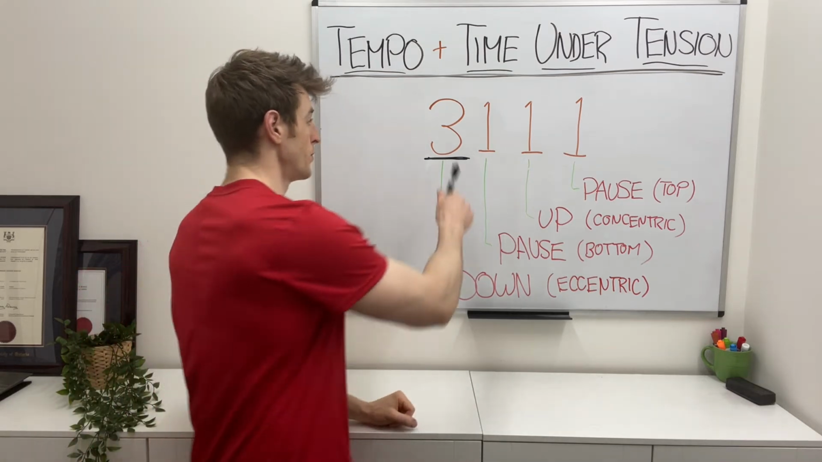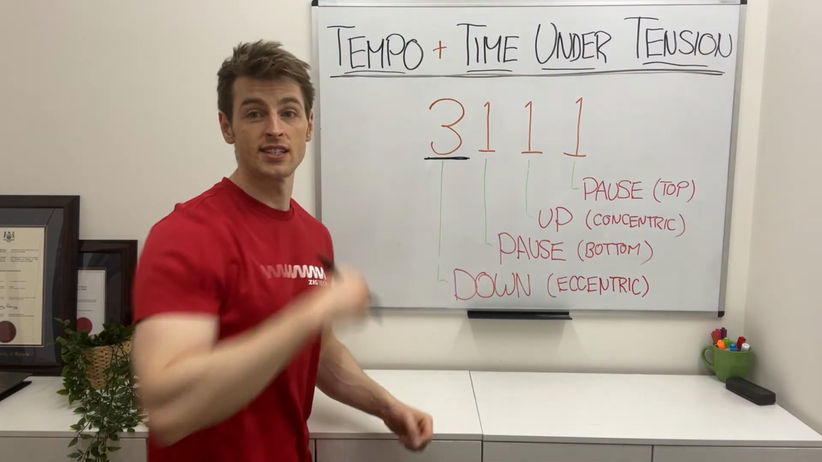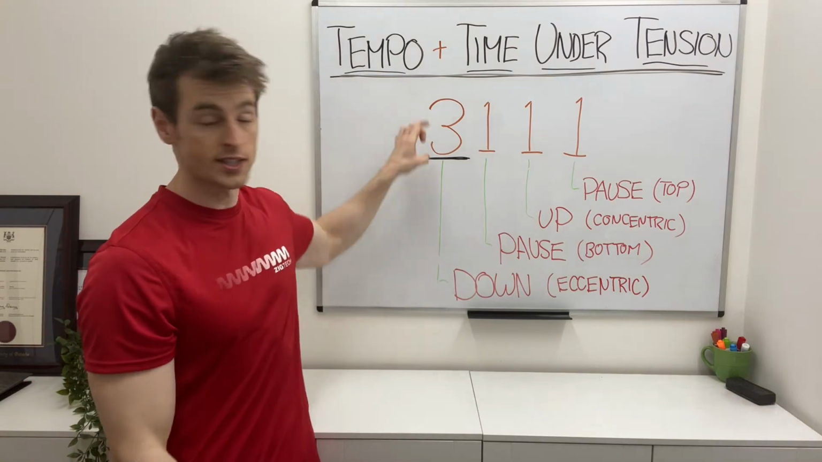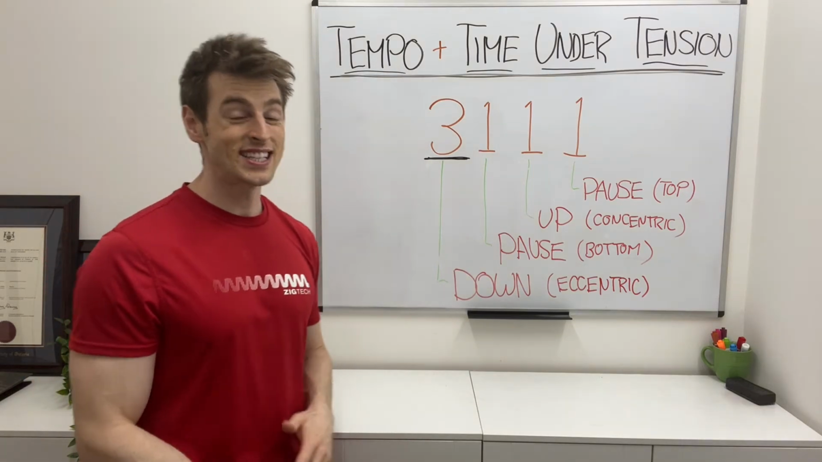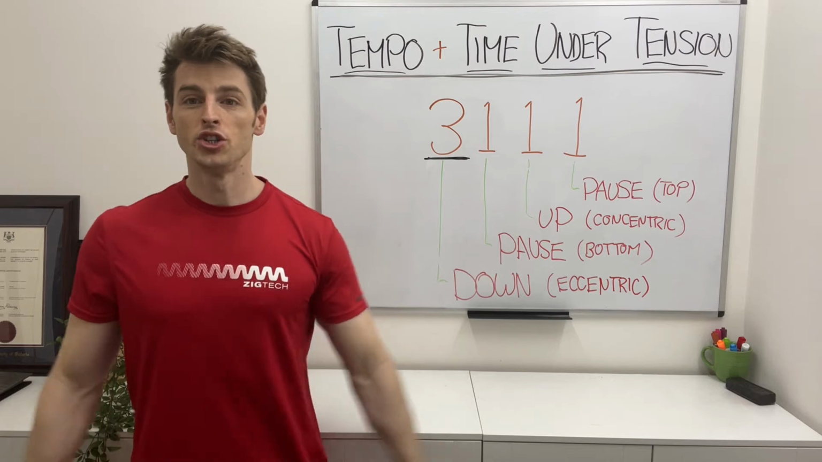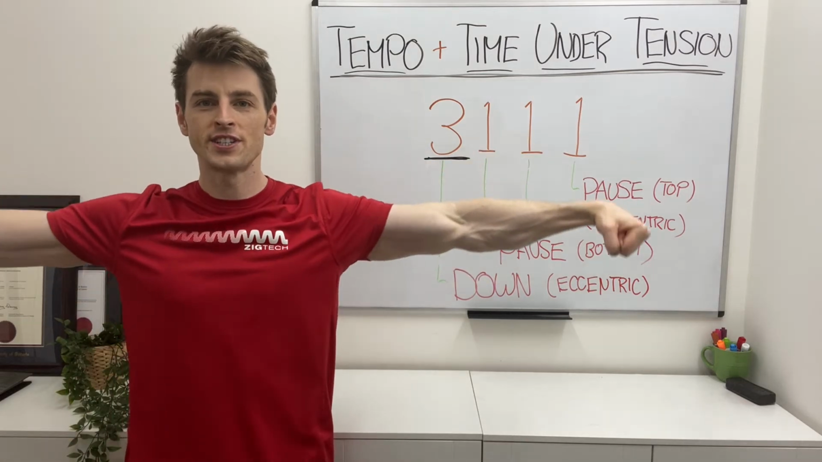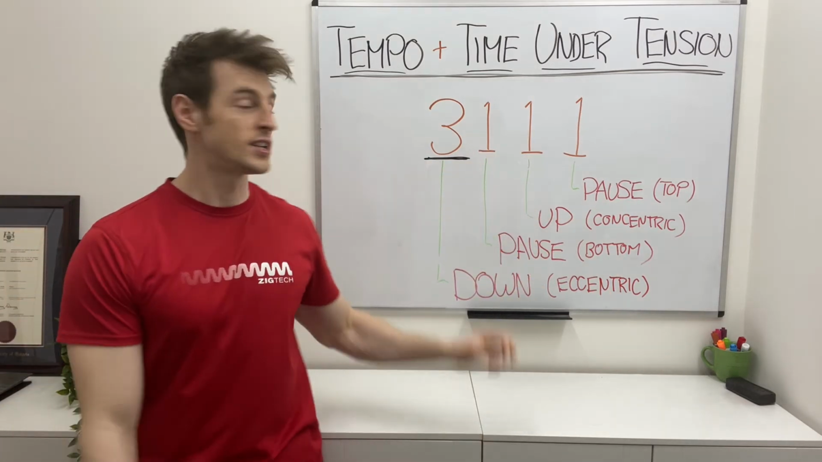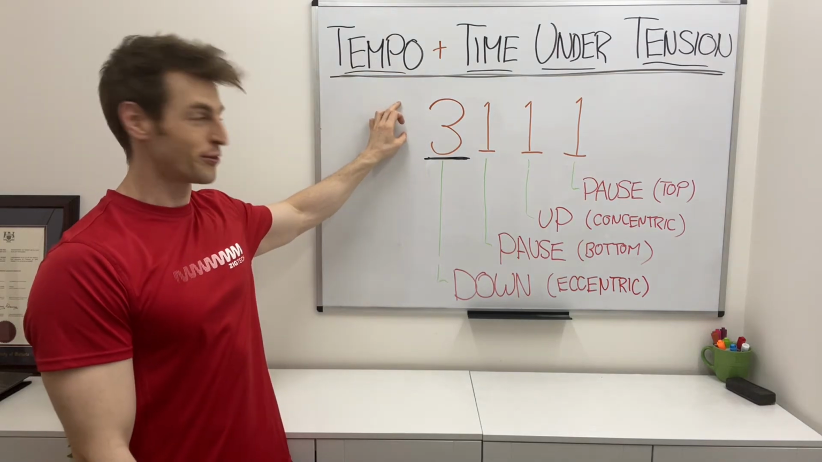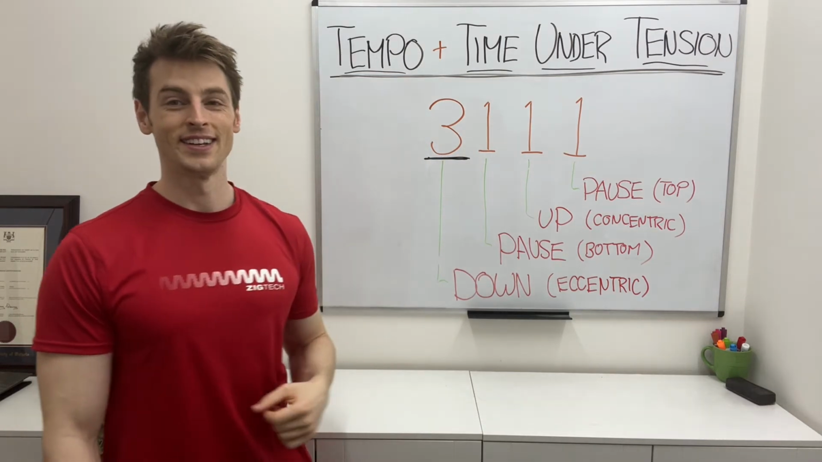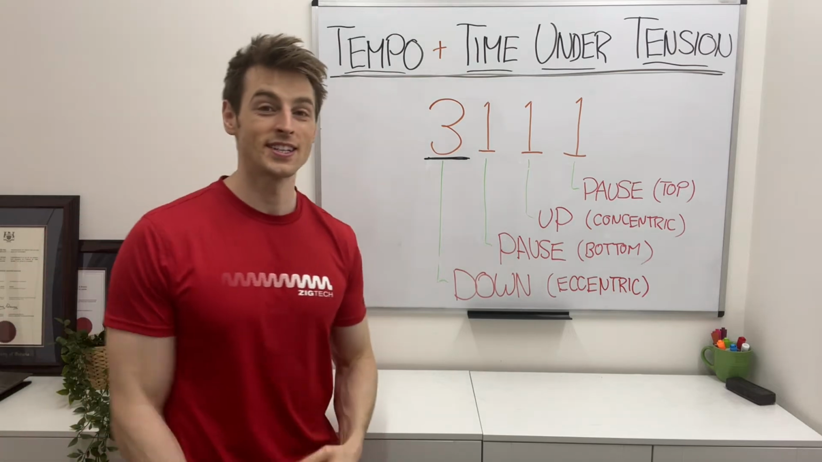In this case, 3 plus 1 plus 1 plus 1 is 6. If you're doing 10 reps at this tempo, that should take you 60 seconds. You can imagine doing lateral raises for 60 seconds. If this is true 3, 1, 1, 1 second parts, then it will take 60 seconds.